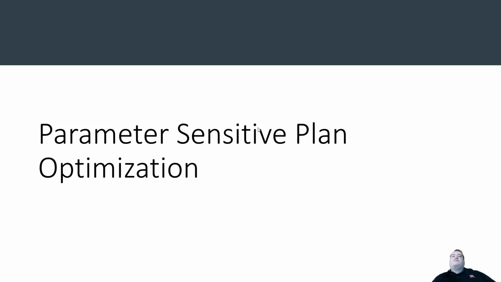Parameter sensitive plan optimization is also called the PSP feature. And explaining in a very simple way, it allows the same query to have multiple active query plans inside the query plan cache. So the same query can have multiple plans inside the query plan cache using this feature.